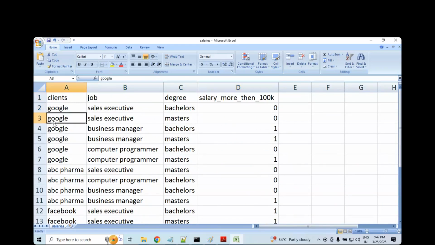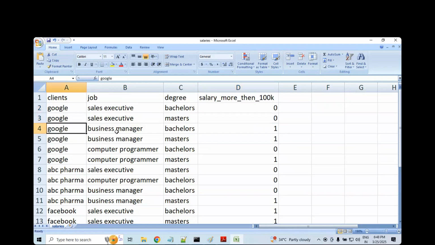Google, sales executive, master. No, for sales executive, either bachelor or master, they won't care at all. When they are joining, they are not getting more than 1 lakh. They are getting less than 1 lakh salary.